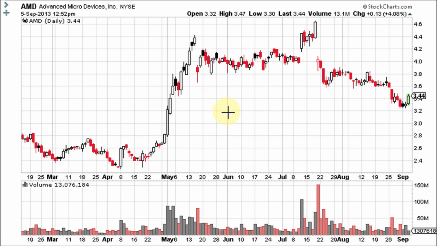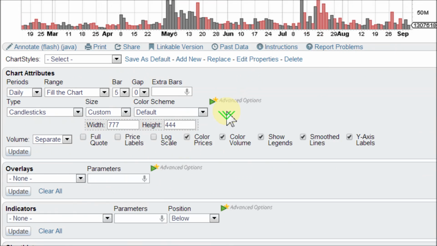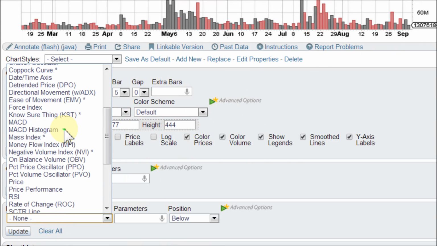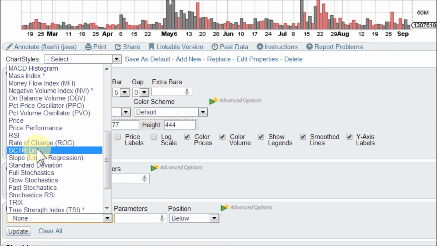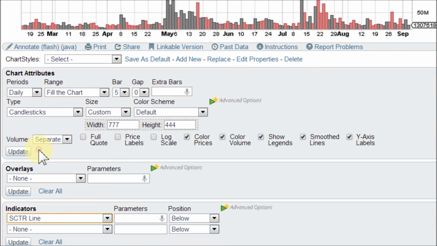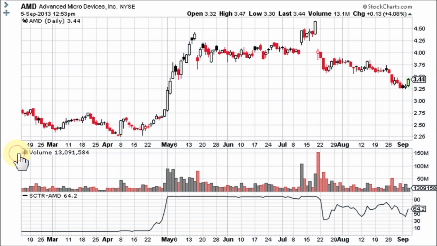If you would like to know the historical reading for any particular stock or ETF, there is an indicator here at StockCharts.com called the SCTR line. If you scroll down here in the chart attributes, click in the indicators box and click on SCTR line. Click update. And as you can see, AMD, Advanced Micro Devices Incorporated, was not ranked very highly through this period.